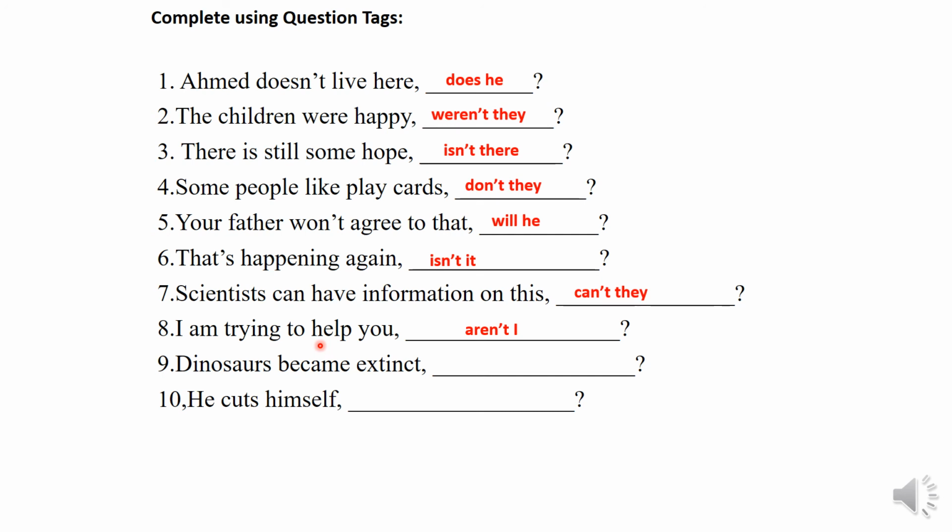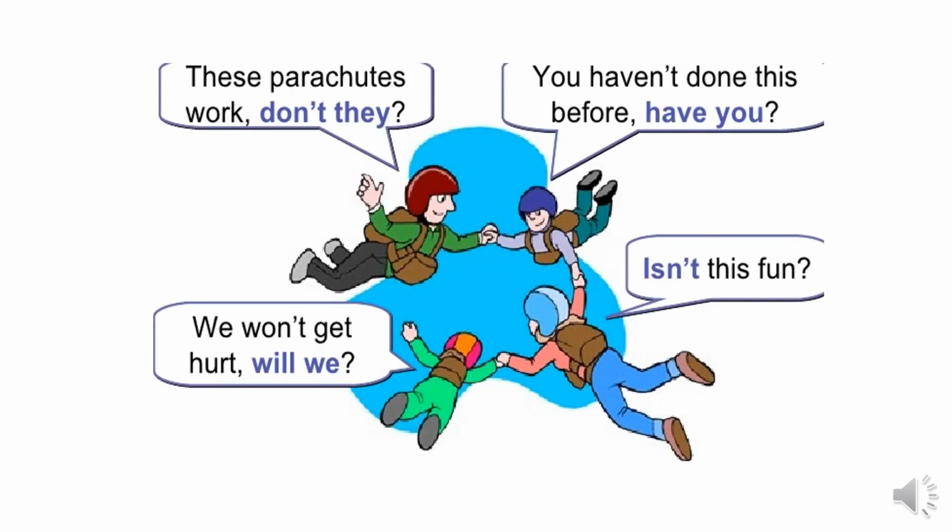Dinosaurs became extinct. The verb is in the past. Became. So we use did. Didn't they? He cuts himself. The verb is cuts. So there is no auxiliary. We use do. Since there is he, we say doesn't. So doesn't he? Okay. So we finish with the example.